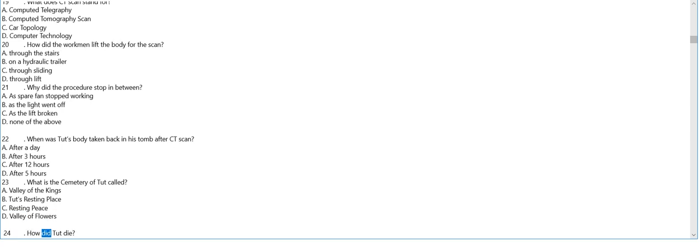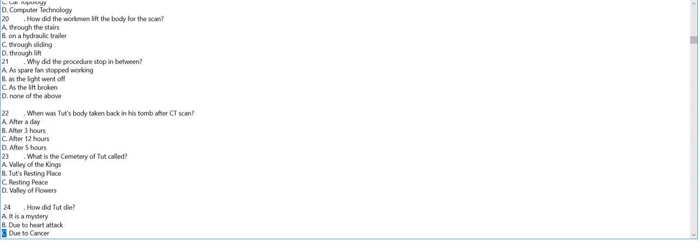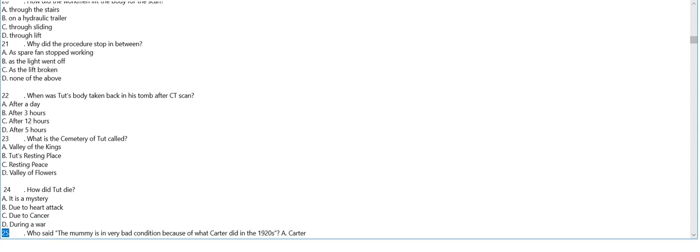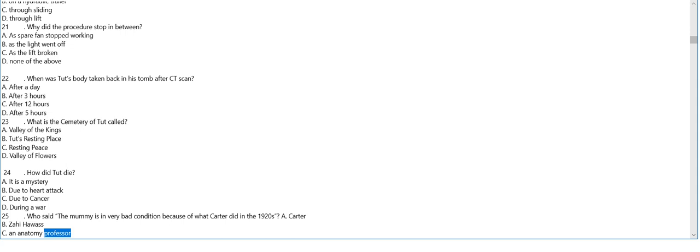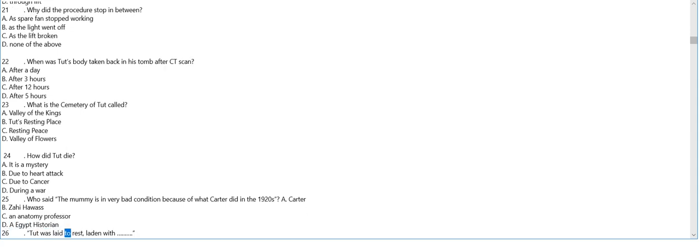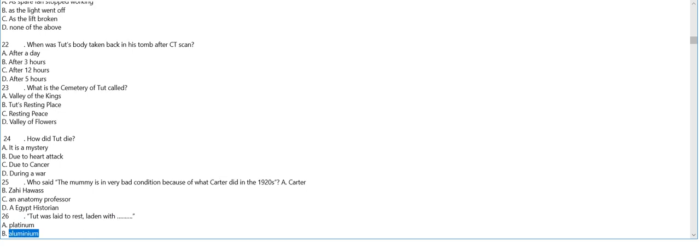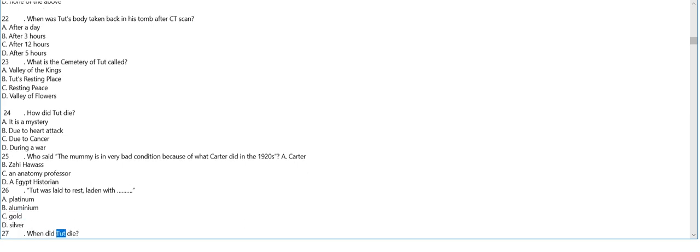24. How did Tut die? A. It is a mystery. B. Due to heart attack. C. Due to cancer. D. During a war. 25. Who said the mummy is in very bad condition because of what Carter did in the 1920s? A. Carter. B. Zahi Hawass. C. An anatomy professor. D. Egypt historian. 26. Tut was laid to rest, laden with A. Platinum. B. Aluminium. C. Gold. D. Silver.